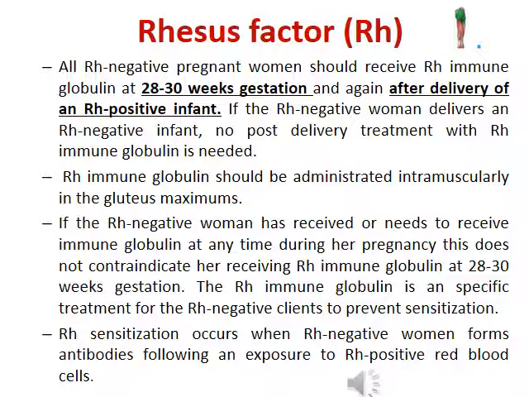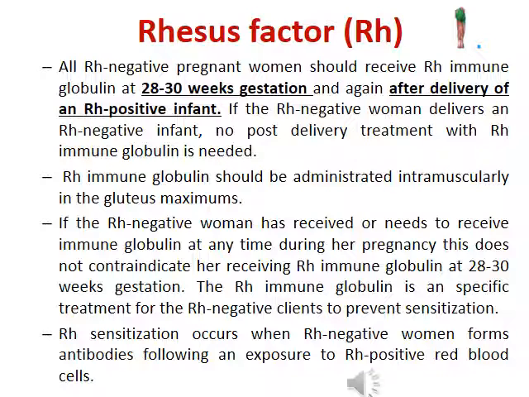Rhesus factor. All Rh-negative pregnant women should receive Rh immune globulin at 28 to 30 weeks gestation, and again after delivery of an Rh-positive infant. If the Rh-negative woman delivers an Rh-negative infant, no postdelivery treatment with Rh immune globulin is needed.